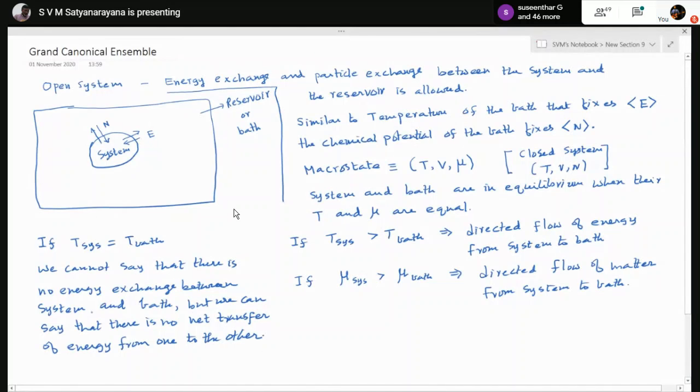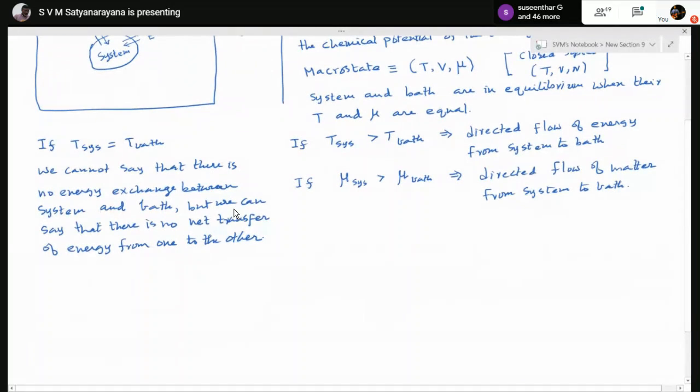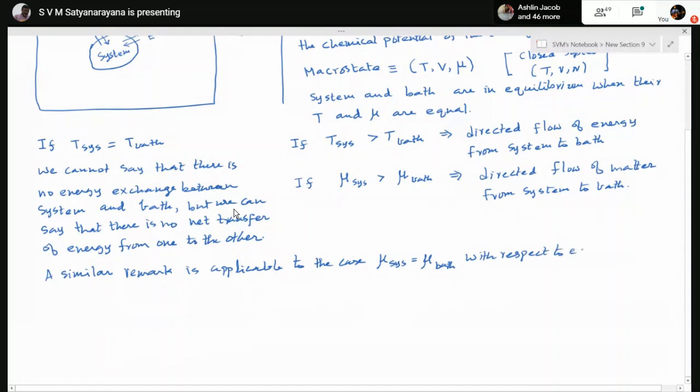A similar remark is applicable in the case where mu system is equal to mu bath, with respect to exchange of matter. There won't be any net exchange, but there will still be exchange.